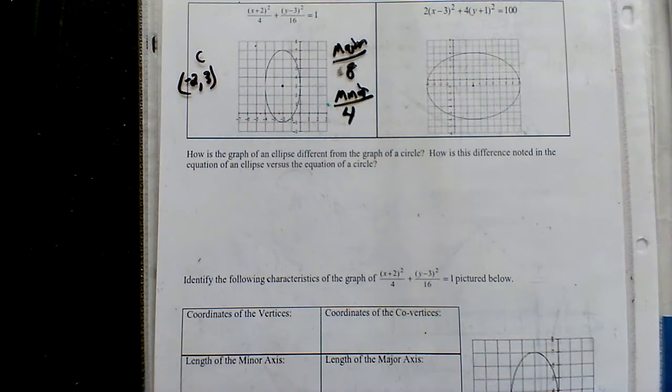So try to think back to ellipses, how we found the center, and how we actually graphed those. So how is the graph of an ellipse different from the graph of a circle? How is the difference noted in the equation of an ellipse versus the equation of a circle? So what is one major difference that you notice from circles to ellipses? And then how do you notice that difference incorporated into the equation? That's what we're getting at. So take a minute, look at your equation, look at your graph again. Kind of notice the big differences. Try to explain what they are. So let's hear a couple examples.